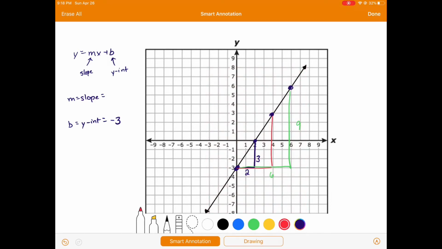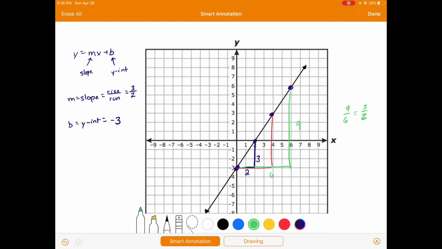When I do this, I can find my slope. Remember, slope is rise over run. So I'm looking at how much I go up versus how much I go over. So I go up 3 and I go over 2. So my slope is 3/2. If I had done any of the other triangles, it would work as well. 9/6 simplifies to 3/2. And that's why I said it doesn't really matter which points you use, because they all simplify to the same thing.